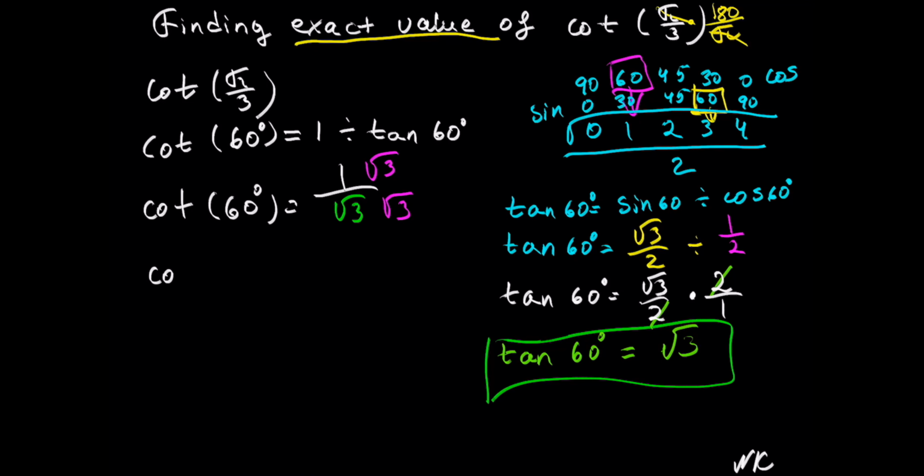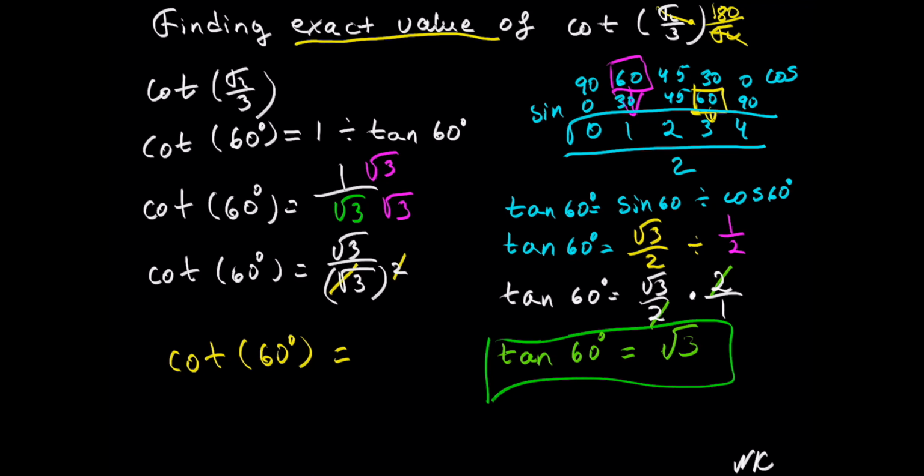And we get that cotangent of 60 degrees is equal to 1 times radical 3. We have radical 3 over 2 factors of square root of 3 in the denominator. So it's a square root of 3 to the second power. Square root and the second power cancel, so we get cotangent of 60 degrees is equal to radical 3 over 3.